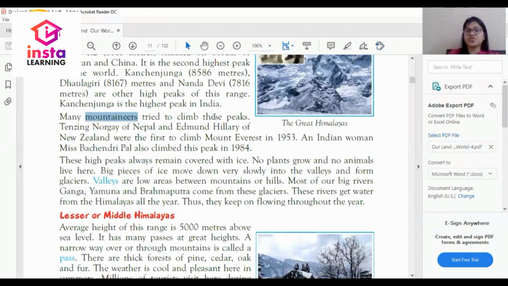So, dear student, many mountaineers try to climb these peaks. बहुत से पर्वतारोही ने इन peaks को climb करने की, इन पर चढ़ने की कोशिश की. Tenzing Norgay of Nepal and Edmund Hillary of New Zealand were the first to climb Mount Everest in 1953. Dear student, this is a very important question. Tenzing Norgay of Nepal and Edmund Hillary of New Zealand were the first to climb Mount Everest in 1953.